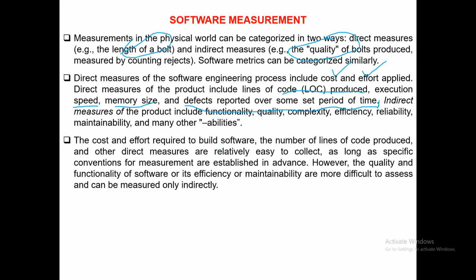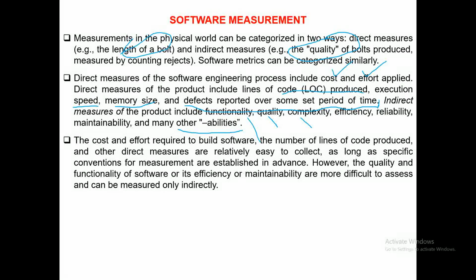Indirect measures of the product include functionality, quality, complexity, efficiency, reliability, maintainability and other abilities. All these are indirect measures that cannot be quantified, or even if quantified, then not as specific as the direct measures. The cost and effort required to build software, the number of lines of code produced, other direct measures are relatively easy to collect.